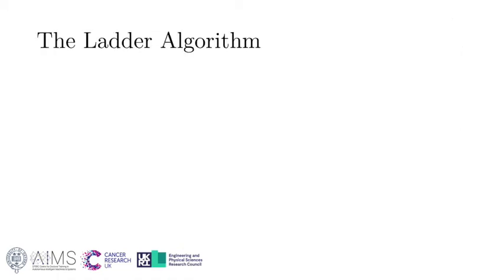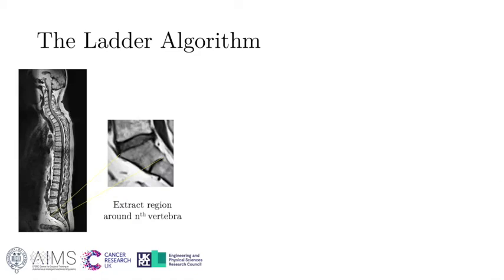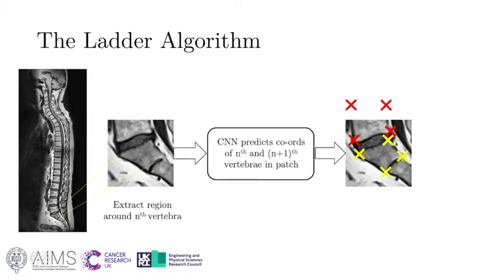The proposed ladder algorithm uses a simple iterative procedure to detect vertebrae moving up the vertebral column, starting at S1 and terminating at C3. We initialise the algorithm by feeding it a patch around the S1 vertebra, as shown here. This patch around S1 is given as input to a convolutional neural network, which will predict the coordinates of the corners for the S1 vertebra, and also predict the coordinates for the corners of the L5 vertebra above it.